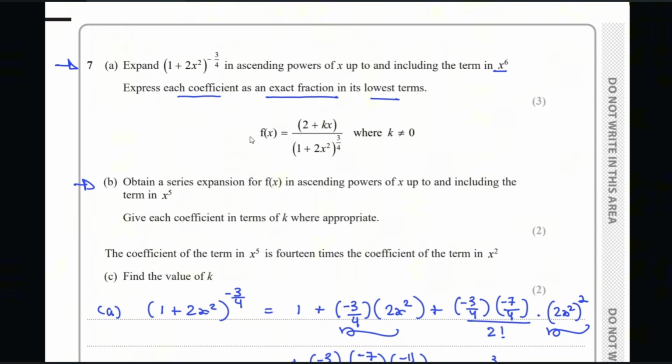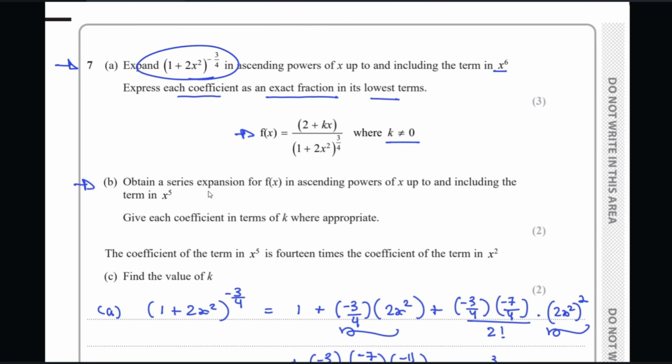Question B, we are given this function f of x is equal to (2 plus kx) divided by (1 plus 2x squared), the entire thing to the power 3 over 4. And it looks similar to this. And if we just move this denominator to the top, it'll look exactly like the one we expanded earlier. Okay, we could do that. And then they also say k is not equal to 0. So we have an unknown here, k, and it's not equal to 0.